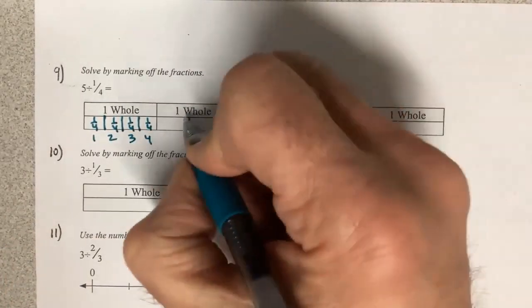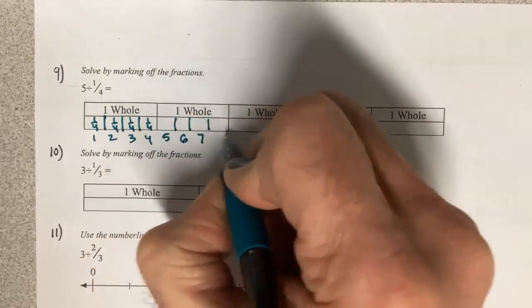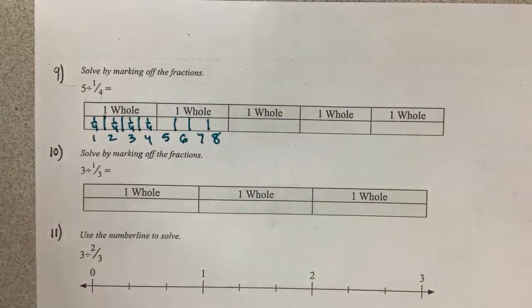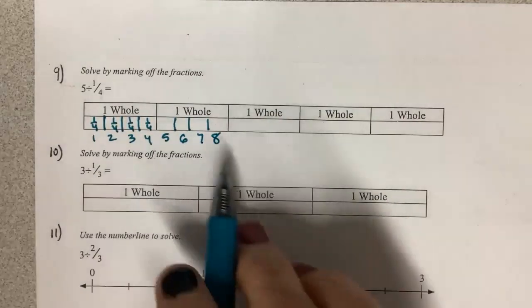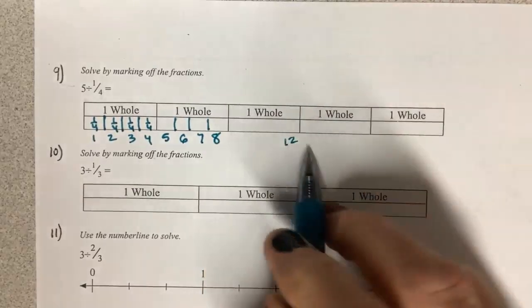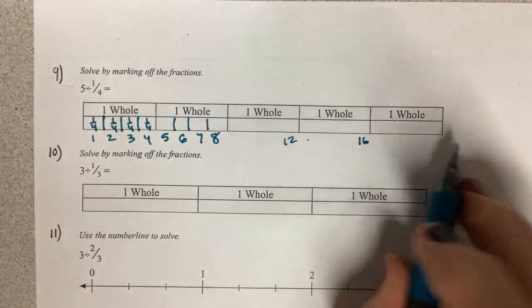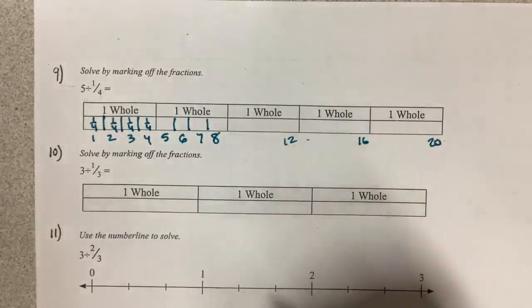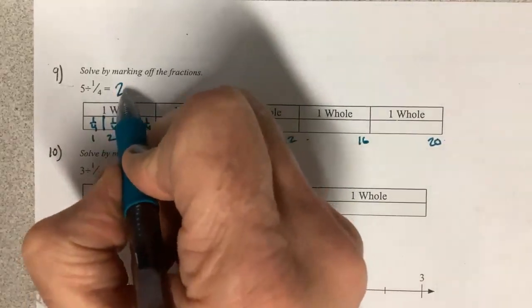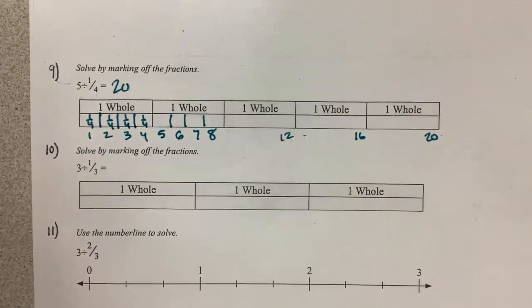And then if I partition each of these, 5, 6, 7, 8, because they are all 1/4 pieces. There are 4 here, 9, 10, 11, 12. Another 4 here, 13, 14, 15, 16, and then 20. So there are 20 1/4 pieces. 5 divided by 1/4 is 20.